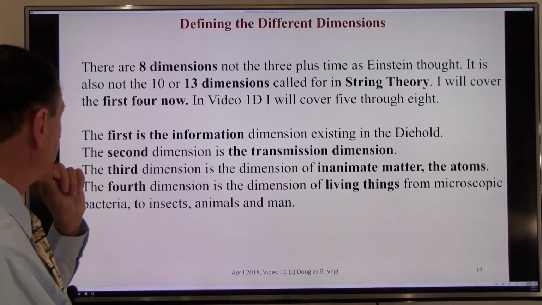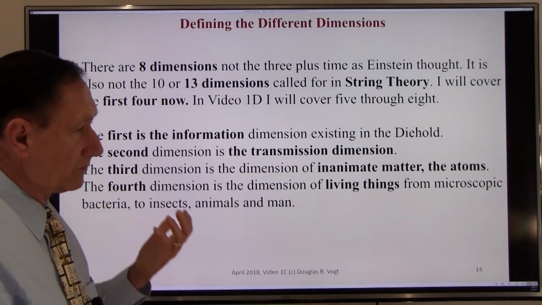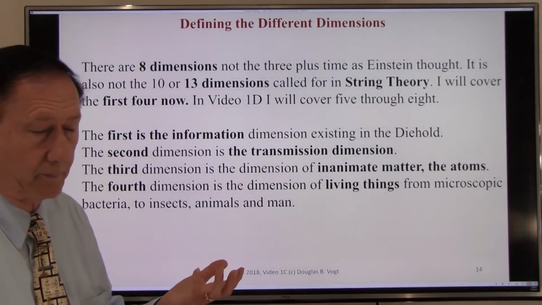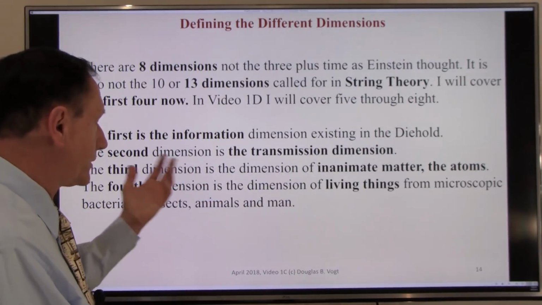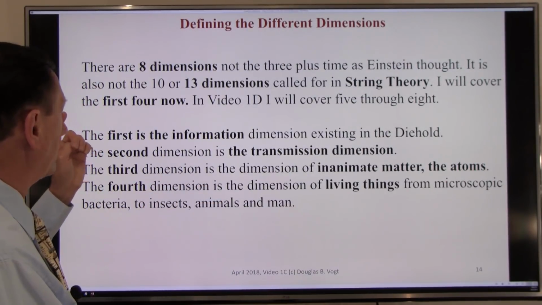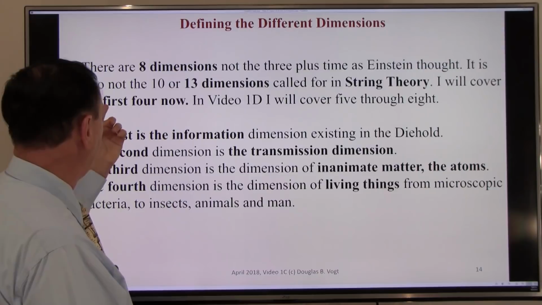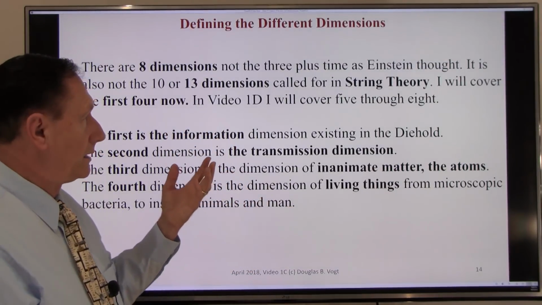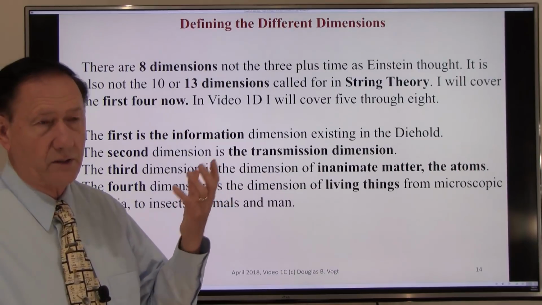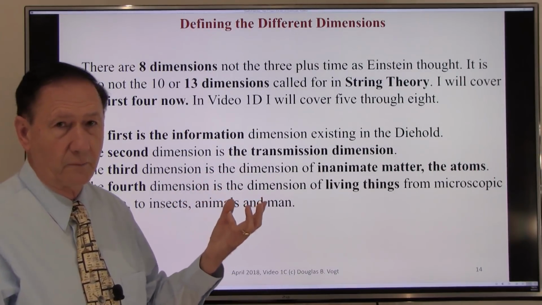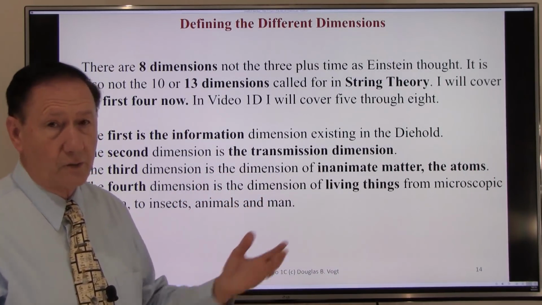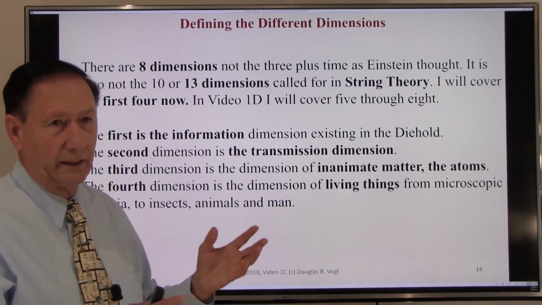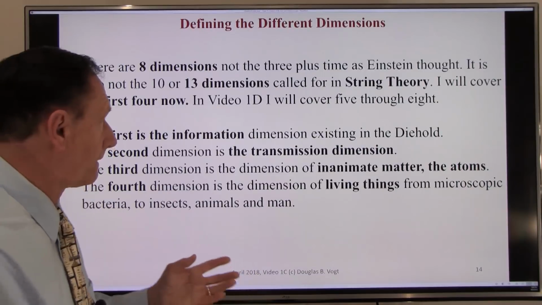Defining the different dimensions. My theory of existence has 8 dimensions. I'm going to go through all of them, at least 4 of them on this video. In string theory, well, Einstein has 3 plus time. As I said, you'll see later, time is not really a separate dimension in the theory of multidimensional reality because it involves all the dimensions. So therefore, it's part of the dihole, it's not another dimension.